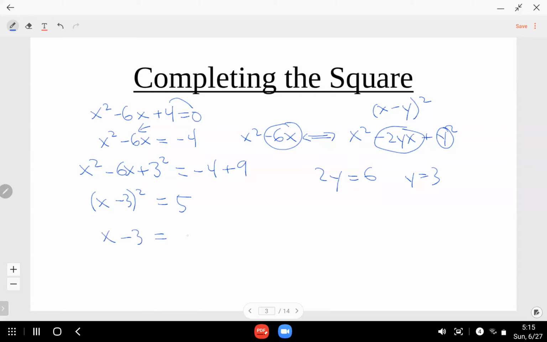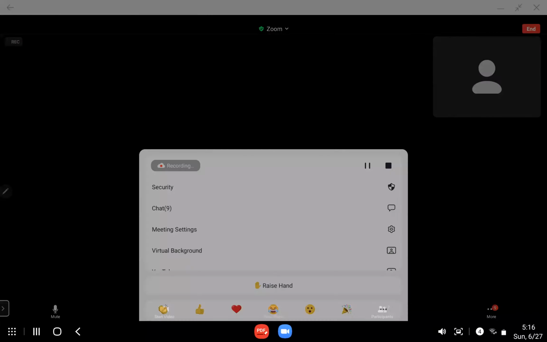x minus 3 equals plus minus square root of 5. Don't forget that. And then basically the answer will be x equals 3 plus minus square root of 5. Actually, we can't simplify it. All right, so that would be our answer. So does everybody get how we do completing the square? It's all about simplifying the left hand side, or whatever side the x squared is on.